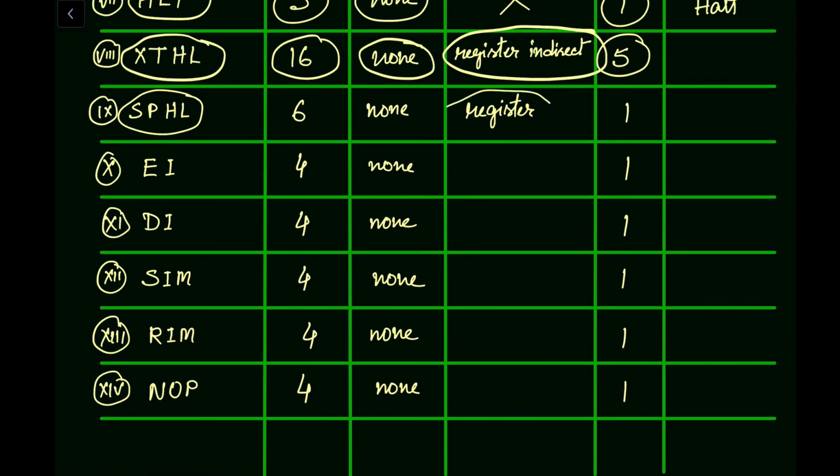So this is a register addressing mode. We have used only the register for the operation. 1 machine cycle is required. 6 T states are required. None of the flags are modified here in this case also. So for all these instructions, none of the flags are modified.